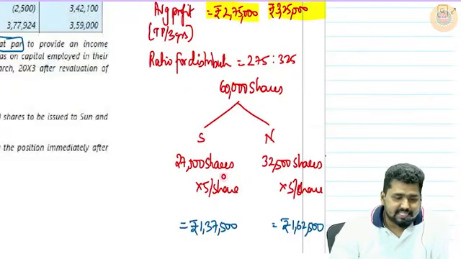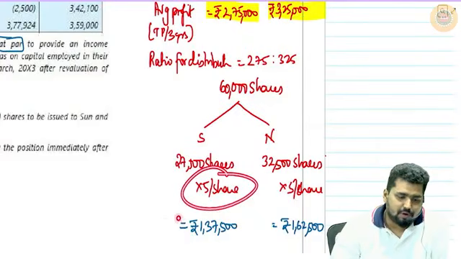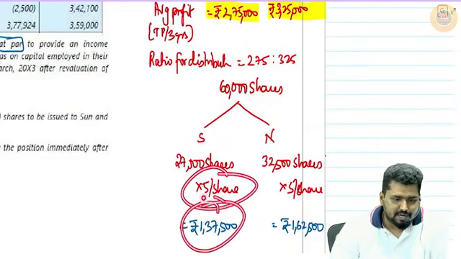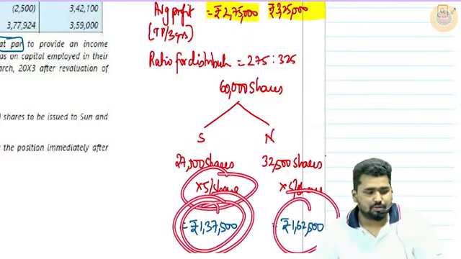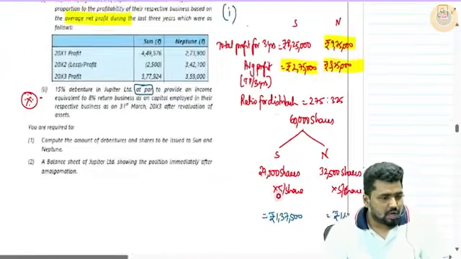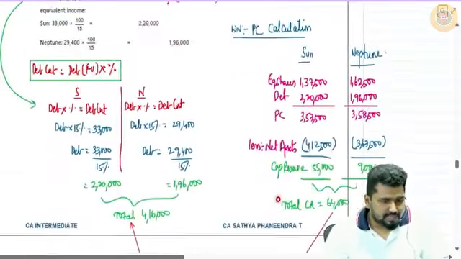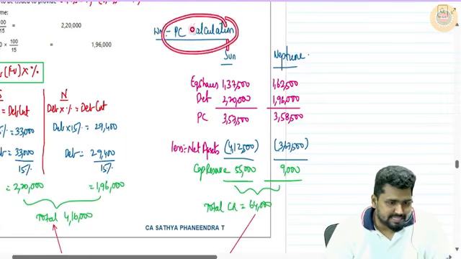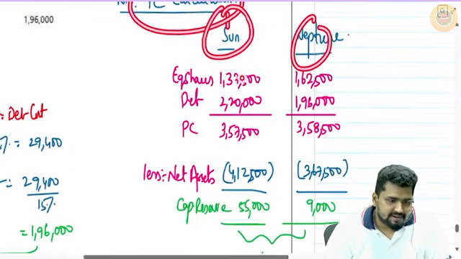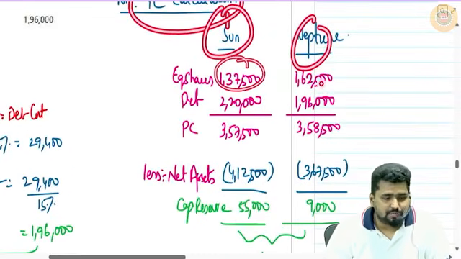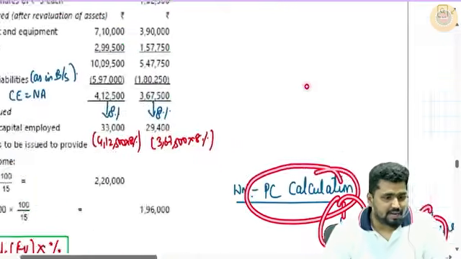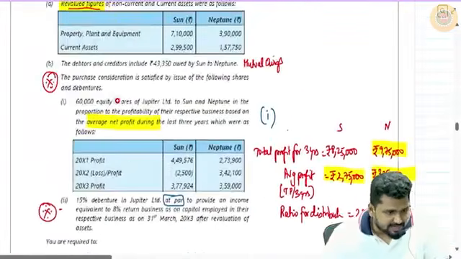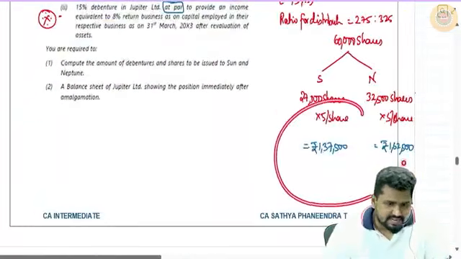Clear? And each share we are giving at what? 5 rupees. Therefore, what is the value of the shares? 137,500 and 162,500. Clear? Therefore, when you are calculating the purchase consideration for Sun and Neptune, the equity shares we are giving are 137,500 and 162,500 in value.